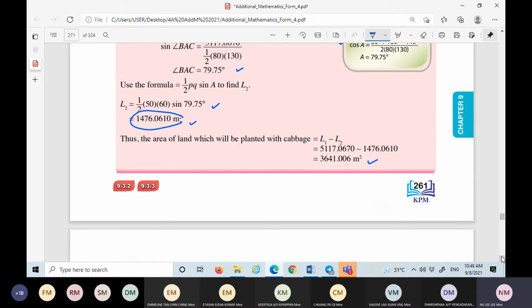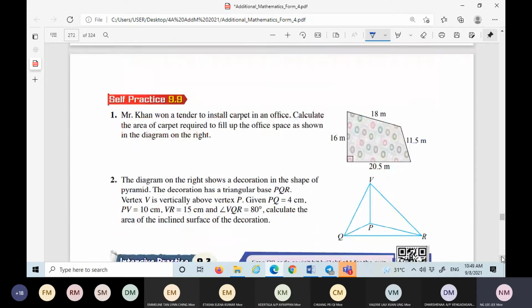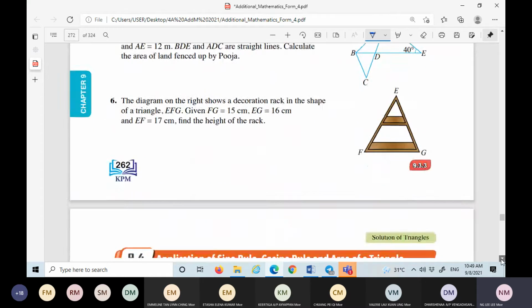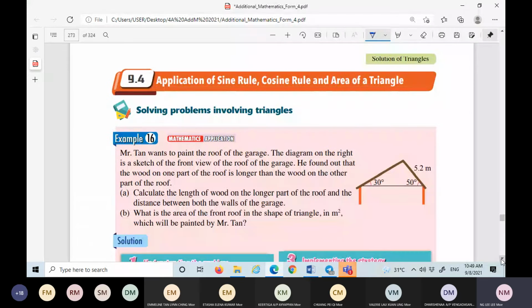So this is not that difficult. This one you do as your homework. This one you hold on, don't do yet. We look at this example.